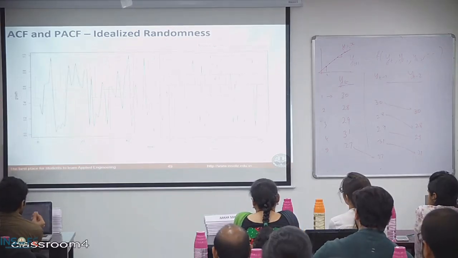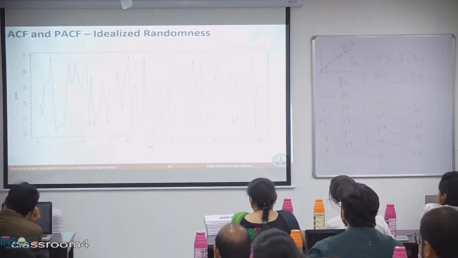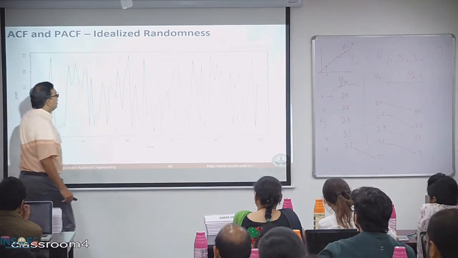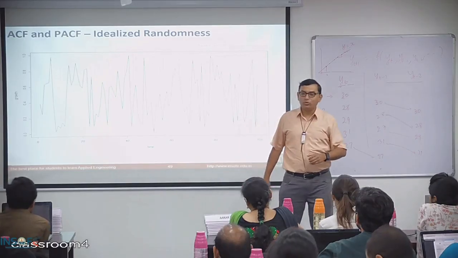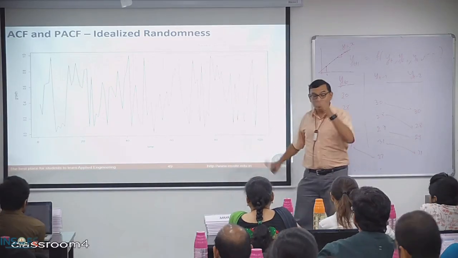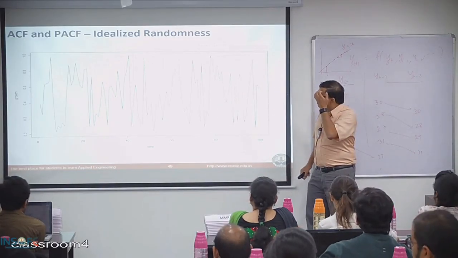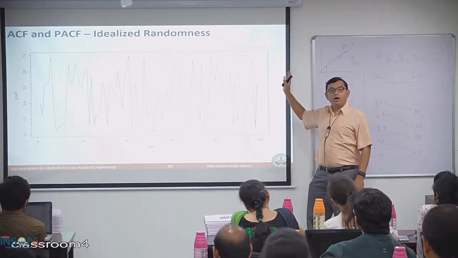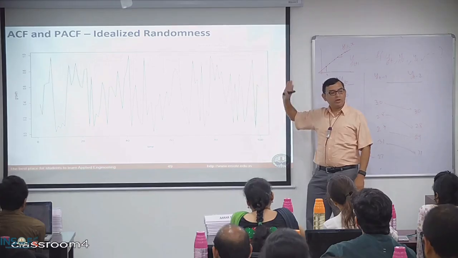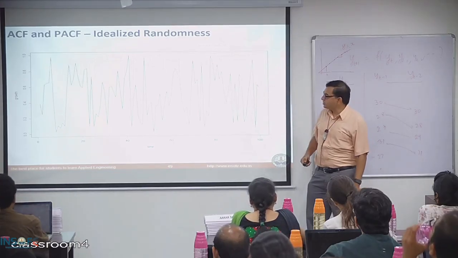Okay. So the next set that we are going to be talking about is a random time series. A time series that was generated through the random function in R. So there is no pattern at all. How does the autocorrelation function and partial autocorrelation function look for this particular case?